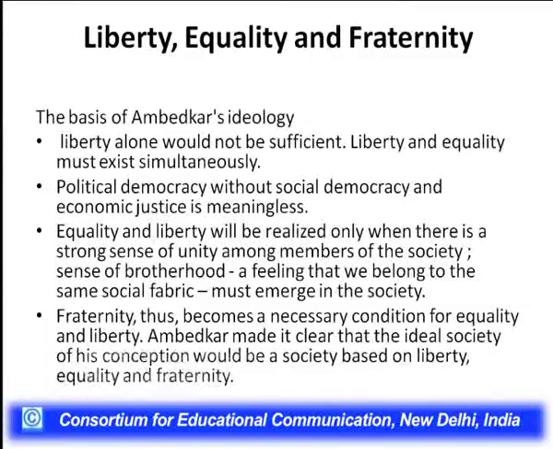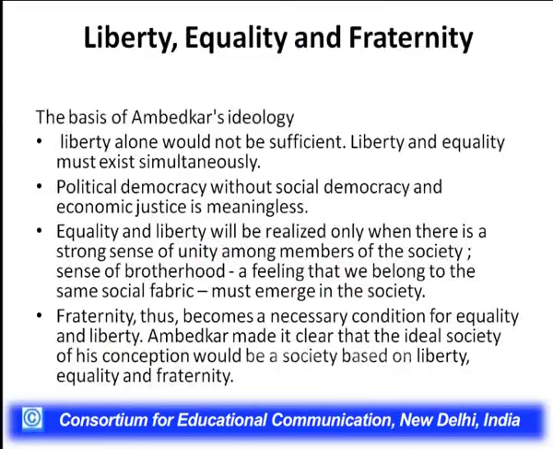So therefore, just for the sake of rhetoric, if we say that the state has given liberty to all the citizens of India, how does it make a difference? Because unless and until you bridge the gap between the rich and the poor, that liberty is definitely not going to be enjoyed by the poor, but rather it would be appropriated by the rich only. Then political democracy, according to Ambedkar, without social democracy and economic justice is meaningless.